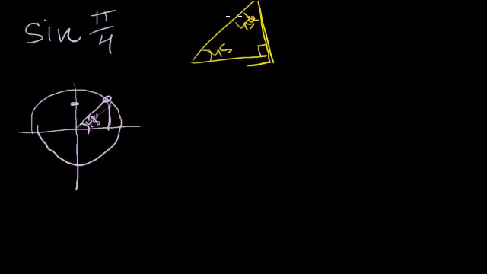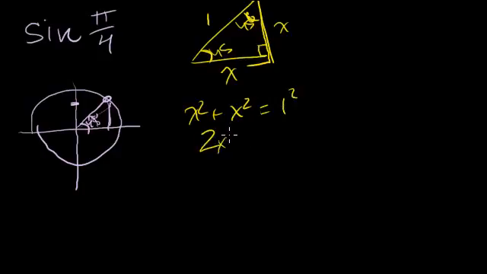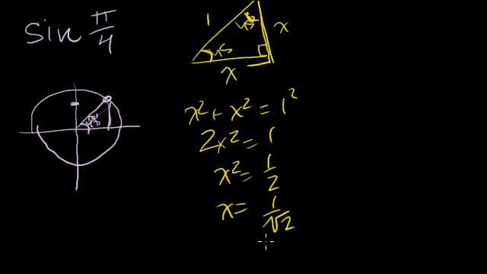And you can solve a 45, 45, 90 triangle. The hypotenuse is 1. This is x, this is x. They're going to be the same values. This is an isosceles triangle, right? Their base angles are the same. So you say, look, x squared plus x squared is equal to 1 squared, which is just 1. 2x squared is equal to 1. x squared is equal to 1/2. x is equal to the square root of 1/2, which is 1 over the square root of 2.